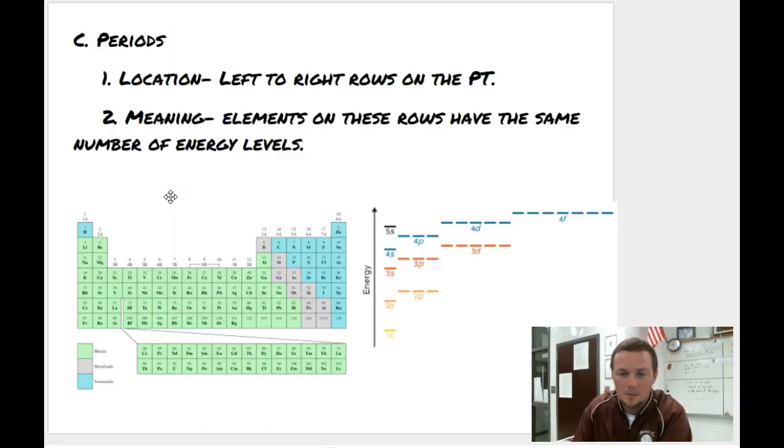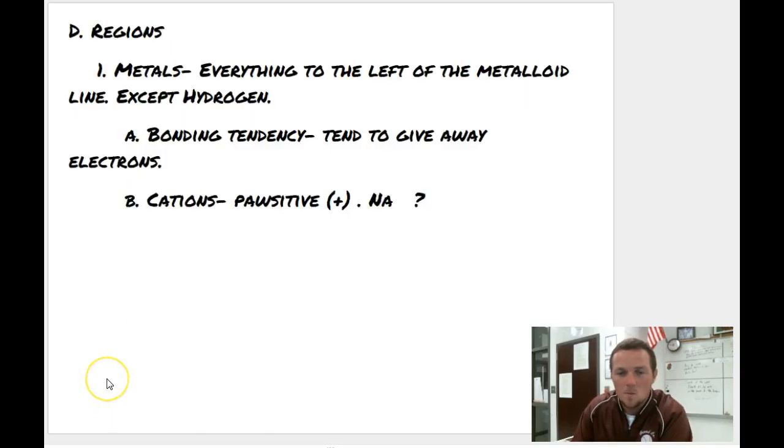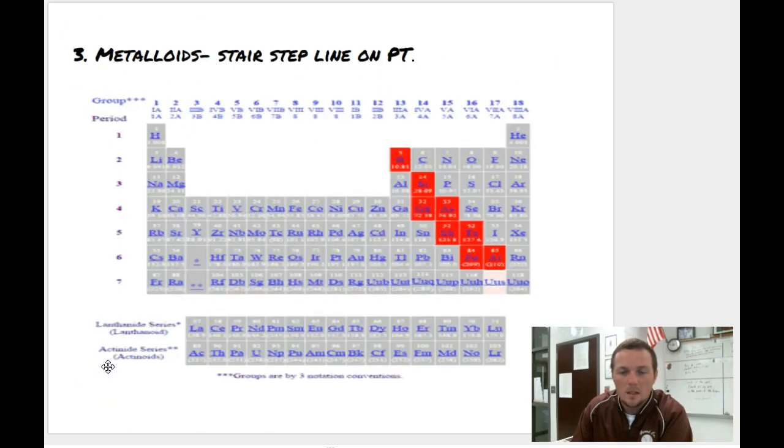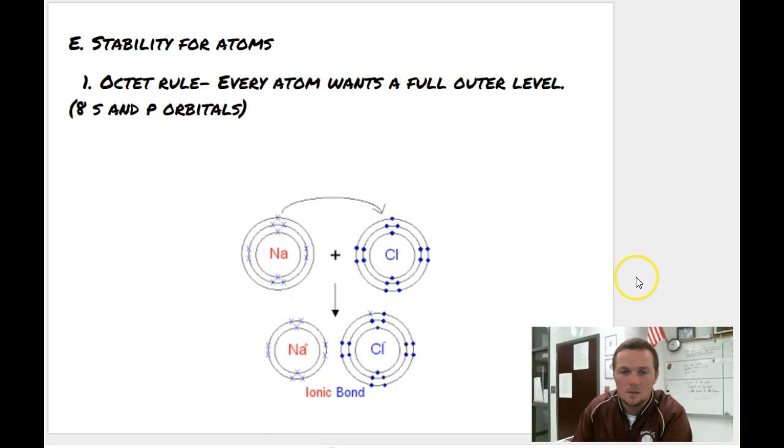Why? Because they're on the right side of the periodic table, and we'll look at exactly why that's true. Like we said, the metalloid line is right here in red. Everything on this stair-step line starts here, but the first step, aluminum, does not count. It's not part of the metalloid line, but everything else is. That's the great divide on the periodic table. The left side is metals, the right side is nonmetals.